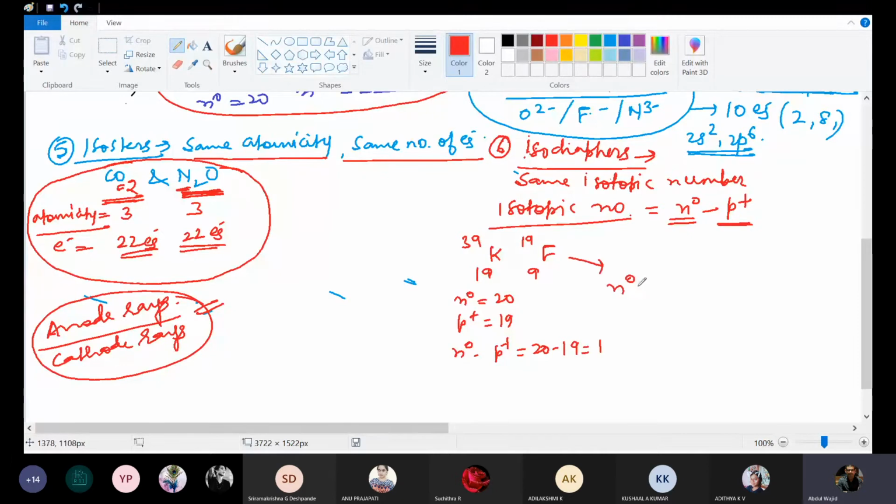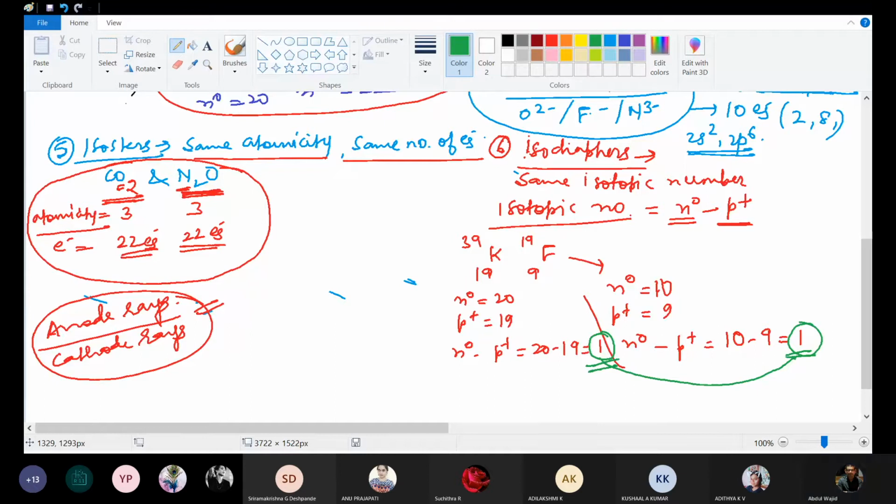And here, how many neutrons are there? 10. How many protons? 9. So neutrons minus protons is 10 minus 9, that is 1. Since both have the same isotopic number, they are isodiaphers. Isotopic number means the difference between the number of neutrons and protons. Since both have the same difference, that is the same isotopic number, both will be isodiaphers. Is it okay?